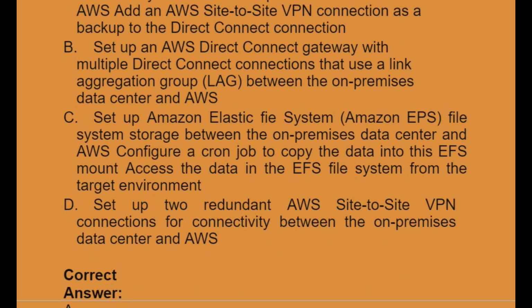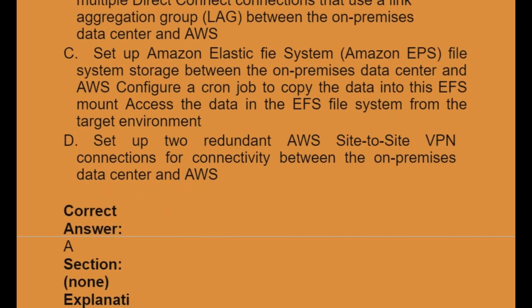Option C, set up Amazon Elastic File System, Amazon EFS file system storage between the on-premises data center and AWS. Configure a cron job to copy the data into this EFS mount. Access the data in the EFS file system from the target environment. Option D, set up two redundant AWS site-to-site VPN connections for connectivity between the on-premises data center and AWS. Correct answer is option A.